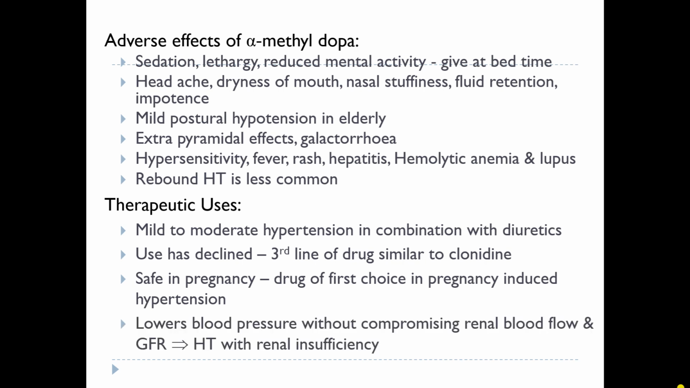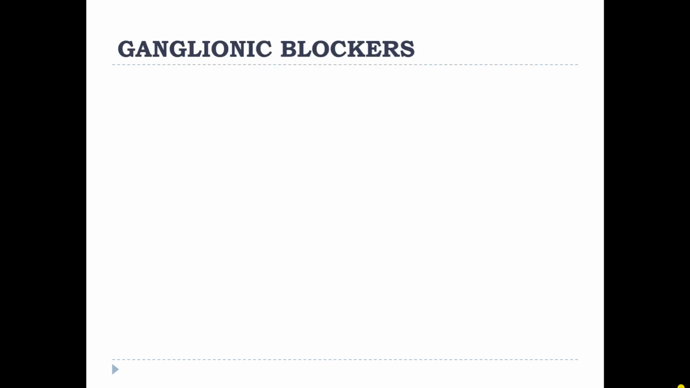It lowers the blood pressure without compromising renal blood flow and GFR, so it can be useful for hypertension with renal insufficiency also, but it is rarely used. Dose is 250 to 500 milligram twice a day to 4 times a day.